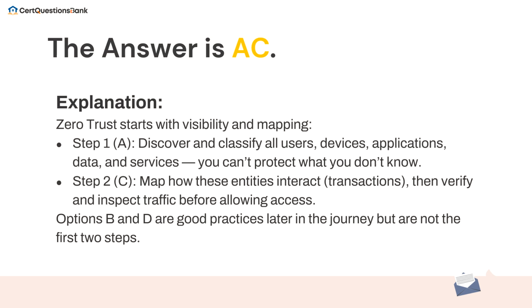Step 1. A. Discover and classify all users, devices, applications, data, and services. You can't protect what you don't know. Step 2. C. Map how these entities interact, transactions, then verify and inspect traffic before allowing access. Options B and D are good practices later in the journey but are not the first two steps.